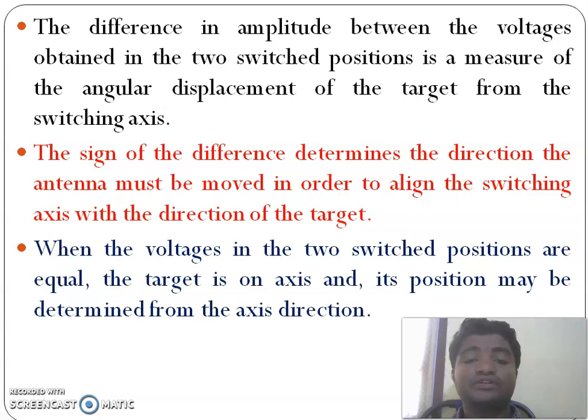This is about sequential lobing. In sequential lobing, we use a single antenna beam. It is switched between two positions. Based on the voltages in the two positions, we can measure the angle error. If the two voltages obtained from the two switched positions are equal, that means the target is on the reference axis. Therefore, the position or coordinates of the target is obtained from the axis direction.